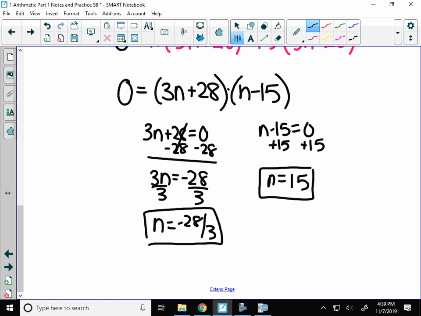Well, let's think. N is the term number. What number in the pattern is it? And first of all, this guy on the left, we haven't seen any negative term numbers, so that's a little concerning. Also, term numbers have to be counting numbers and integers, whole numbers. You can't have 28/3 of a number. So this guy on the left is not your solution. You could have 15 terms, so therefore you are adding up 15 terms, and that is the solution.